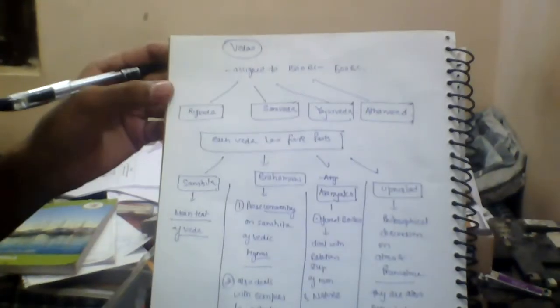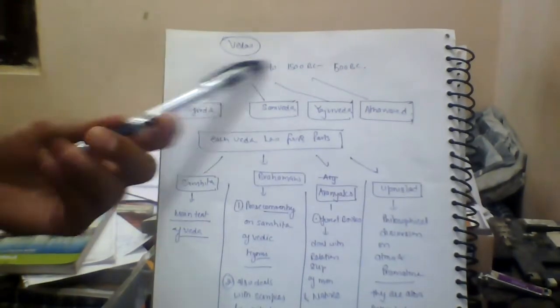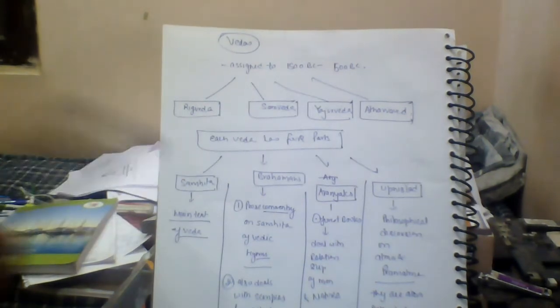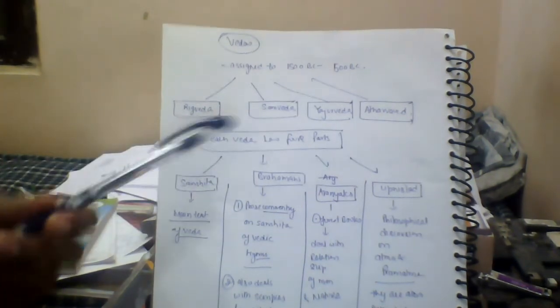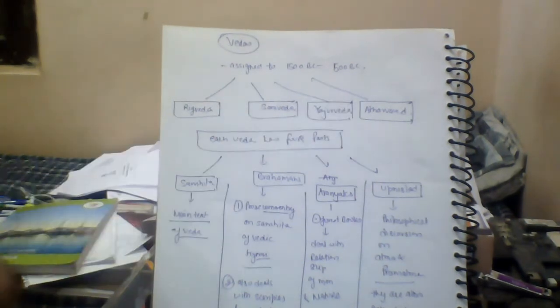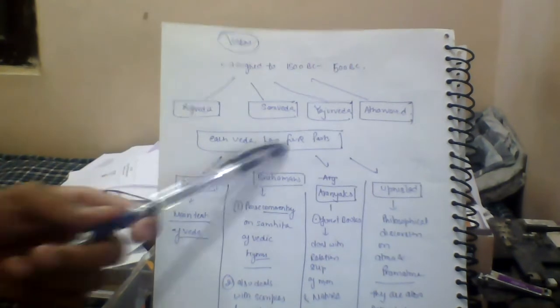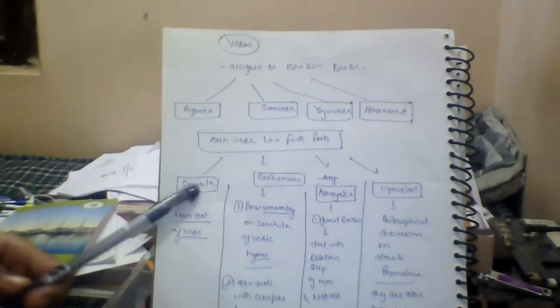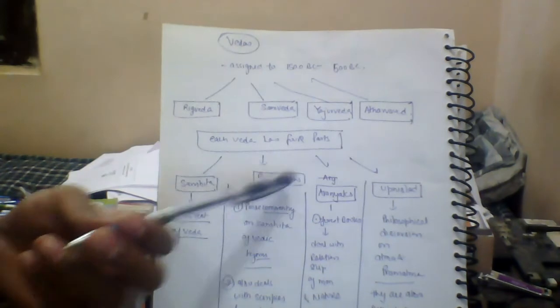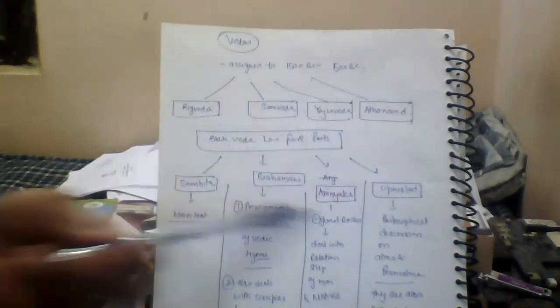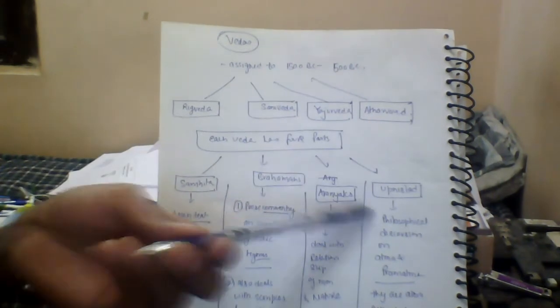So next are the Vedas. The Vedas, assigned to 1500 BC to 500 BC, are four in number, as we all know: Rig Veda, Sam Veda, Yajur Veda, and Atharva Veda. What we don't know is that each Veda has its own four parts: Samhita, Brahmanas, Aranyakas, and Upanishads. So we have four Vedas, and each of the four Vedas has its own subtypes.